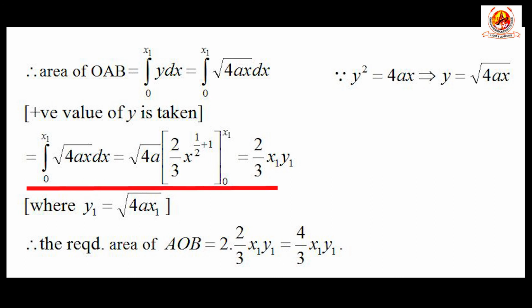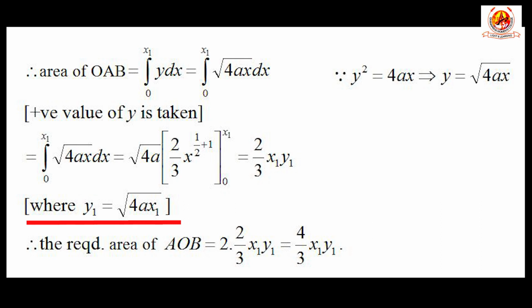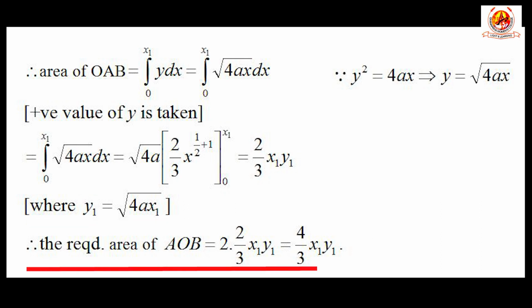Then this is equal to under square root of 4a times 2 by 3. The integration of x power half is nothing but x to the power 1 by 2 plus 1. This becomes 2 by 3 x1 y1. Why? Because we have taken the value y1 is equal to under square root of 4a x1. Therefore, the required area of AOB is equal to 2 into 2 by 3 x1 y1. This becomes 4 by 3 x1 y1.